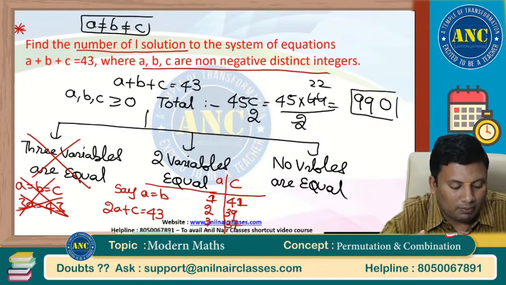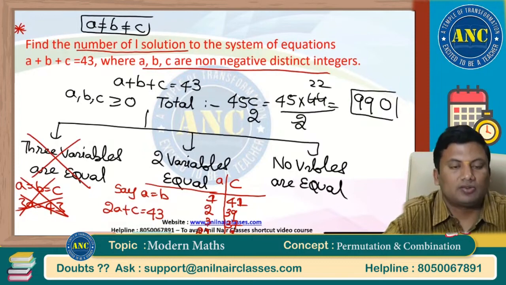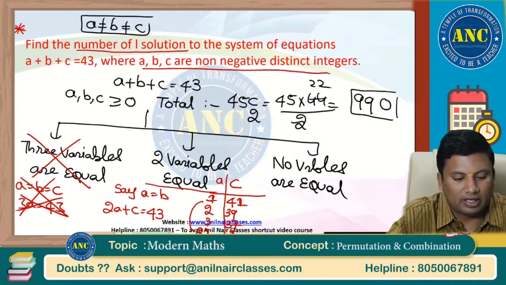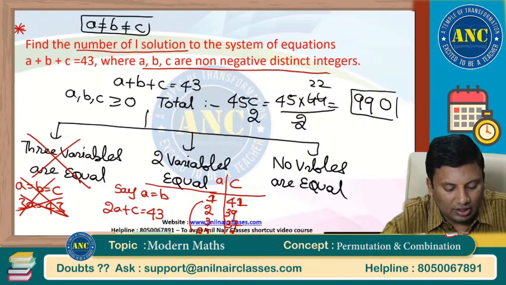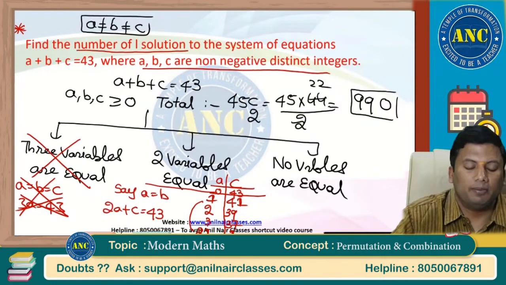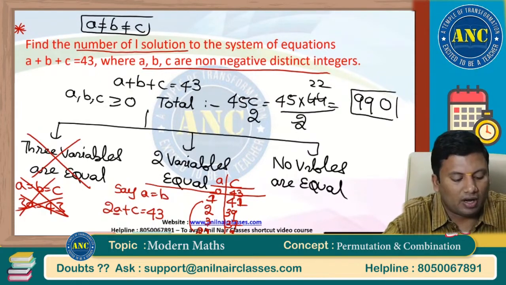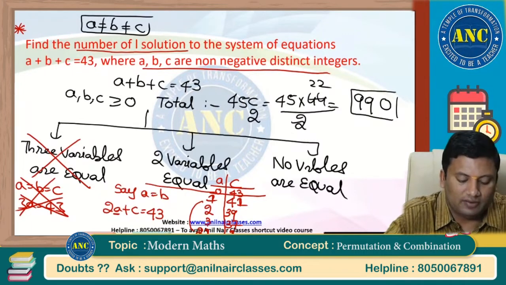This will go on up to A value 21. 2 21s are 42, so this value will be 1. Are you with me? So 1 to 21. It is non-negative, right? So if it is non-negative, if A is 0, C will be 43. If A is 1, 2 plus C is 43, C will be 41. A is 2, C will be 39.